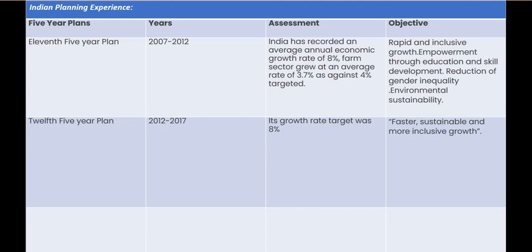It had an objective of faster, sustainable, and more inclusive growth, raising agriculture output to 4%, manufacturing sector growth to 10%, and adding over 88,000 megawatts of power generation capacity. The plan ended with a growth rate target of 8%.